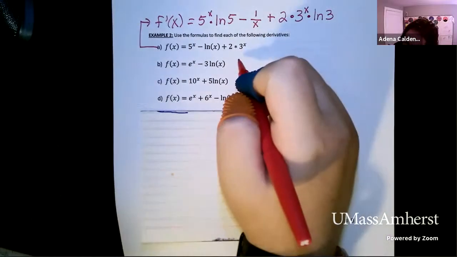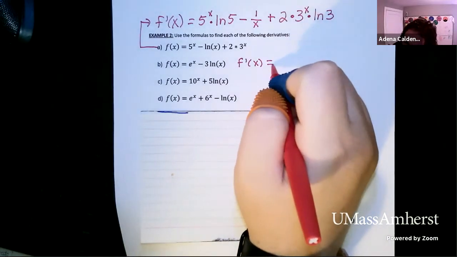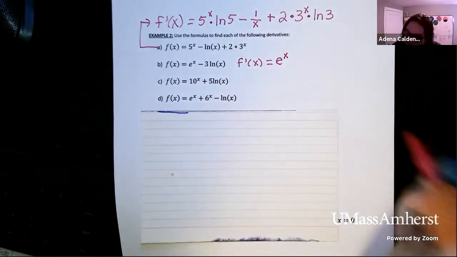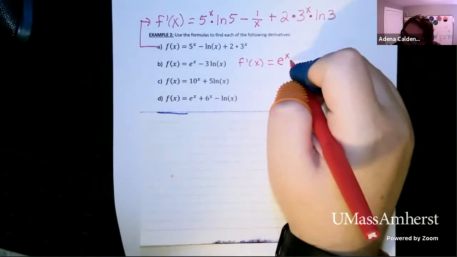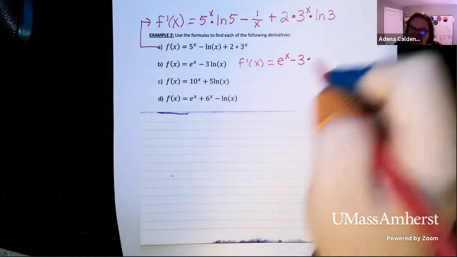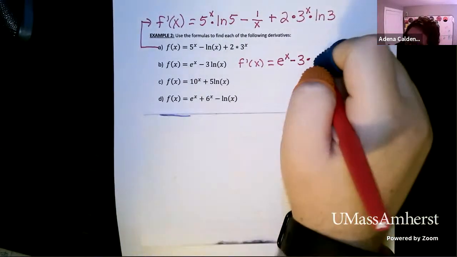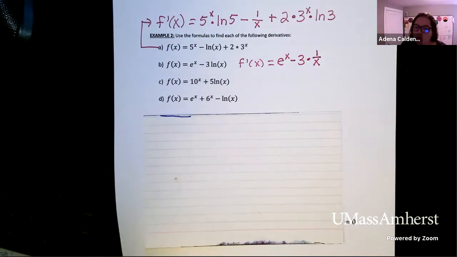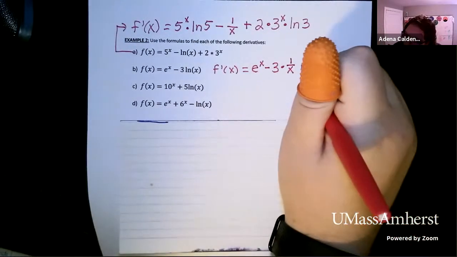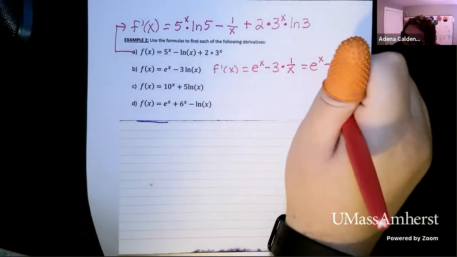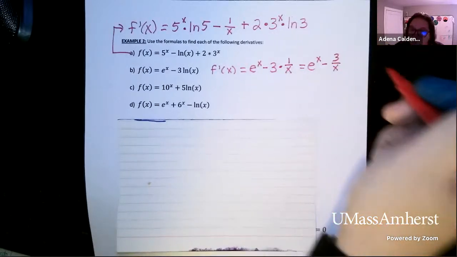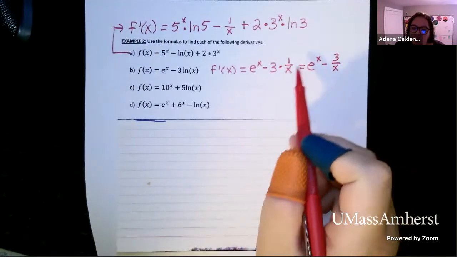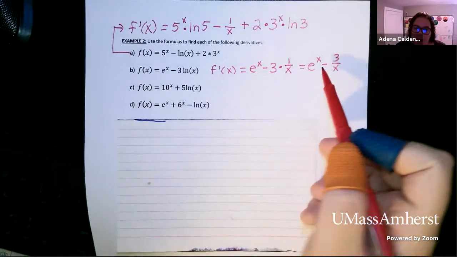For part B, again, we go term by term. The derivative of e to the x is e to the x. The derivative of 3 ln x, well, again, that 3 is going to multiply the derivative of the natural log, and the derivative of the natural log is 1 over x. So we can write it like this, but we could also write the second term as 3 over x, right? So 3 times 1 over x, you can put that 3 into the numerator. So either of these is fine, okay?